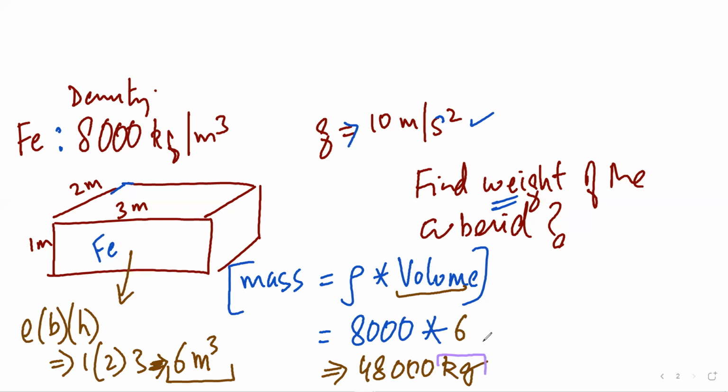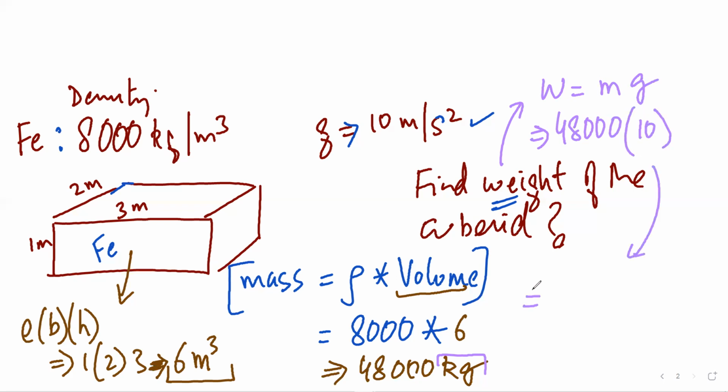Now I have got the mass. How do I find the weight? Mass into G. So that will be 48,000 kgs into 10 meter per second square. So we will get 480,000 meter per second square. Yes, sir. What is the SI unit of weight? Oh, sorry, it'll be Newton, sir.